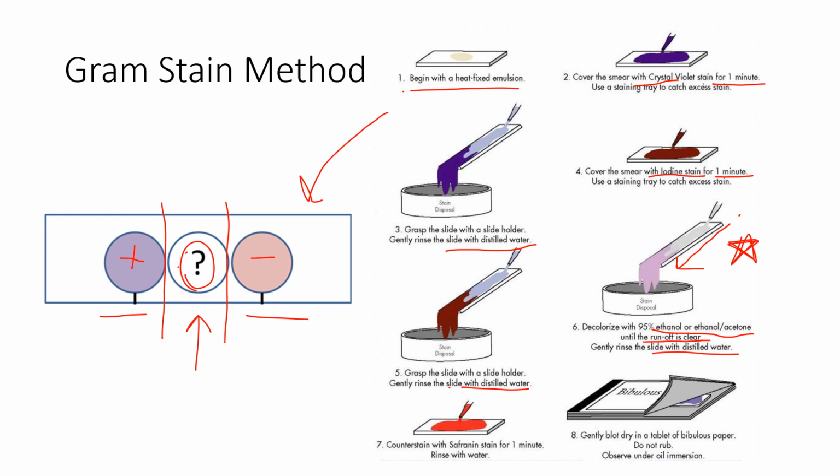After that, you stain with safranin, the counter stain, for 1 minute, and then you are finished. So then you can blot dry the slide and you can observe under oil immersion and determine what the gram reaction of your unknown is.